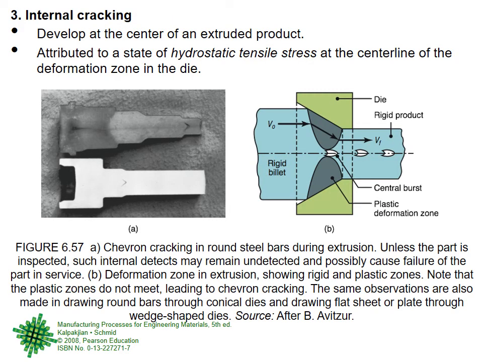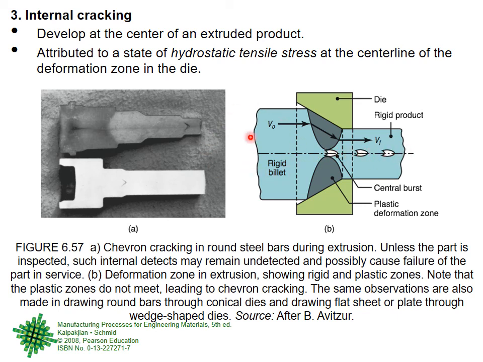Internal cracking. Just now, in the previous slide, we were talking of surface cracking, cracking that happens on the surface because of friction and so on. But sometimes, if you see this figure B, there are small cracks or defects at the very center of the extruded material.